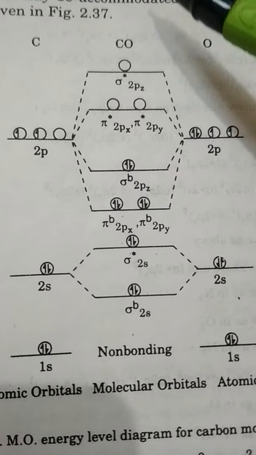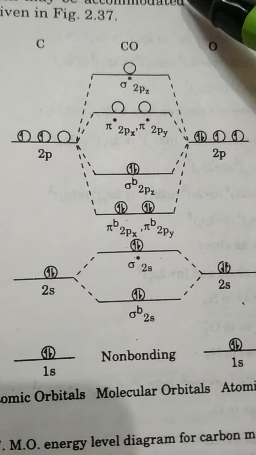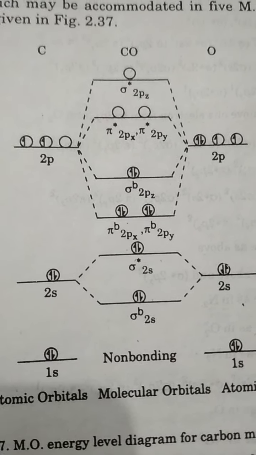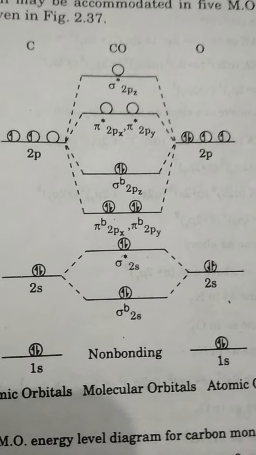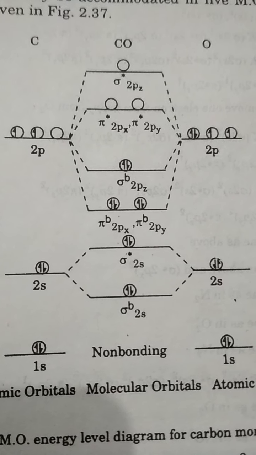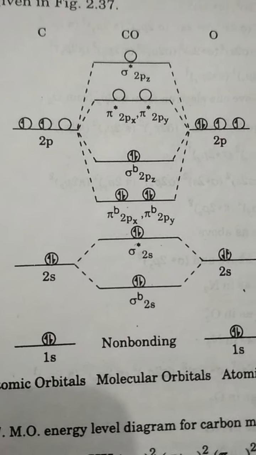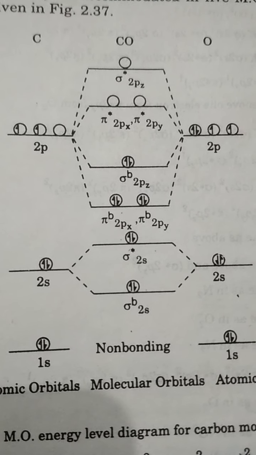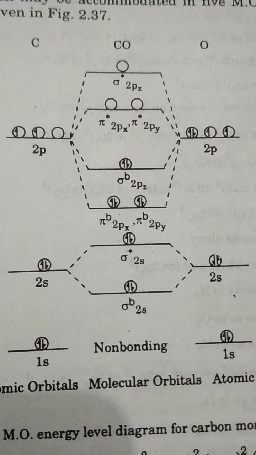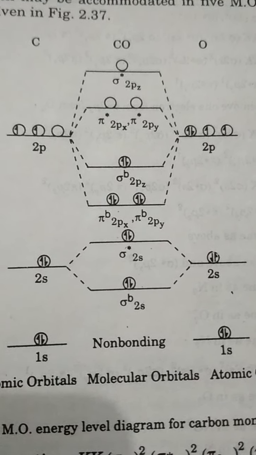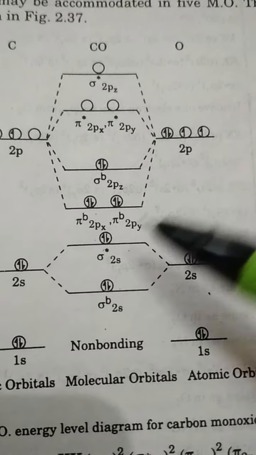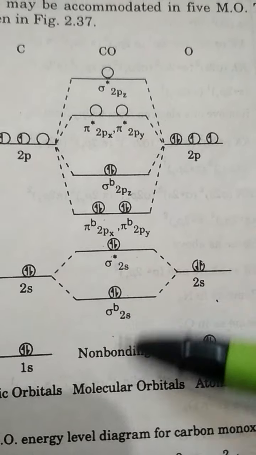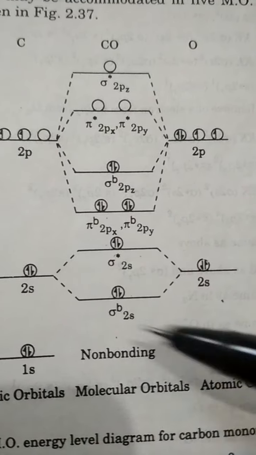Carbon monoxide possesses 10 valence electrons, 4 contributed by carbon and 6 by the oxygen atom. So the total valence electrons are 10, which may be accommodated in 5 molecular orbitals. The molecular orbital diagram you can see here. So these 10 electrons are filled in different molecular orbitals.